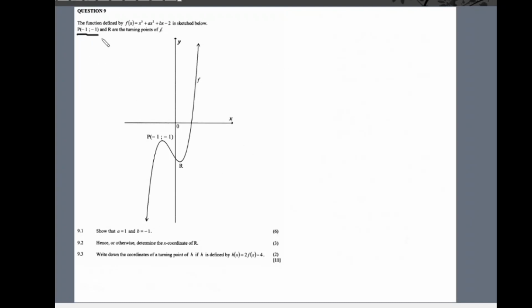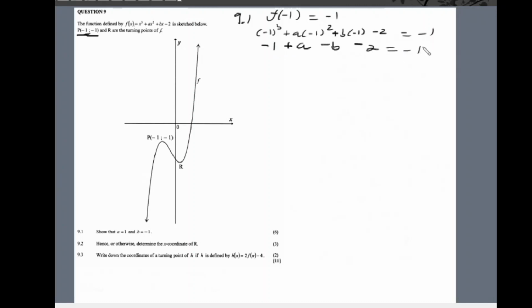Because we have two unknowns, we need two equations. So to get my first equation, I'll substitute this point P into the function. I know when I substitute -1 in my function, I should get -1 because of this point, right? So if I substitute -1 there, I'll have -1 cubed plus a times -1 squared plus b times -1 minus 2 should be equal to -1, right? So I'll have -1 plus a minus b minus 2 equals -1. That -1 and that -1 will cancel, and then I'll have a minus b equal to 2. That will be my first equation, right?